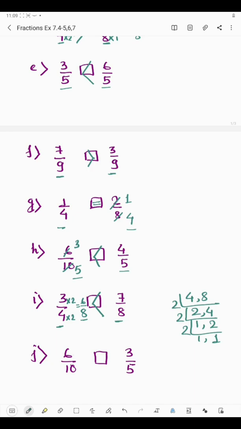The next part we have 6 by 10 and 3 by 5. Okay. So here 3 by 5 is already in reduced form, but we can convert 6 by 10 into simplest form. So numerator and denominator both come in 2's table, so we can divide by 2. So 2 3s are 6, 2 5s are 10. So we have got 3 by 5 and here we have 3 by 5. So both are equal, so we will put equal to sign. Okay. Now coming to next part.